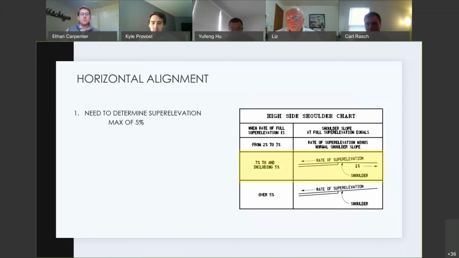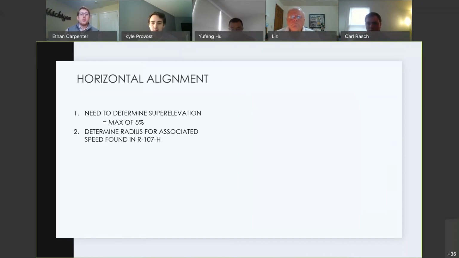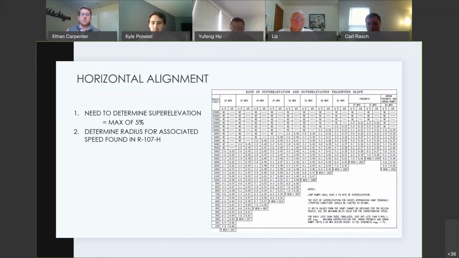edge of pavement. Next was determining the radius to use for each curve. This was done by using MDOT's R107-H specification for super elevation and pavement crowns. With a 50 mph design speed and a max super of 5%, it was determined by interpolation that our minimum radius for both curves would be 1,850 feet.